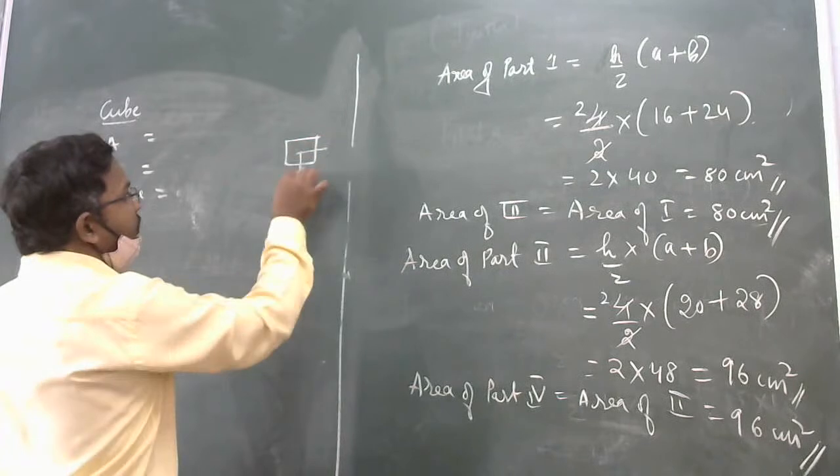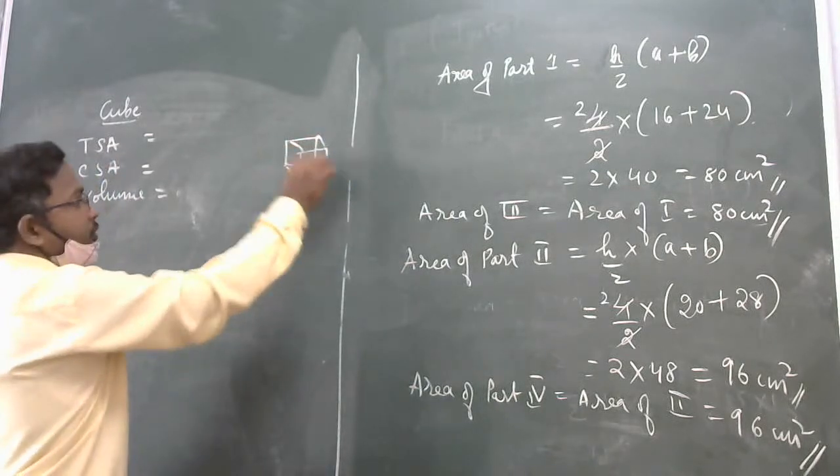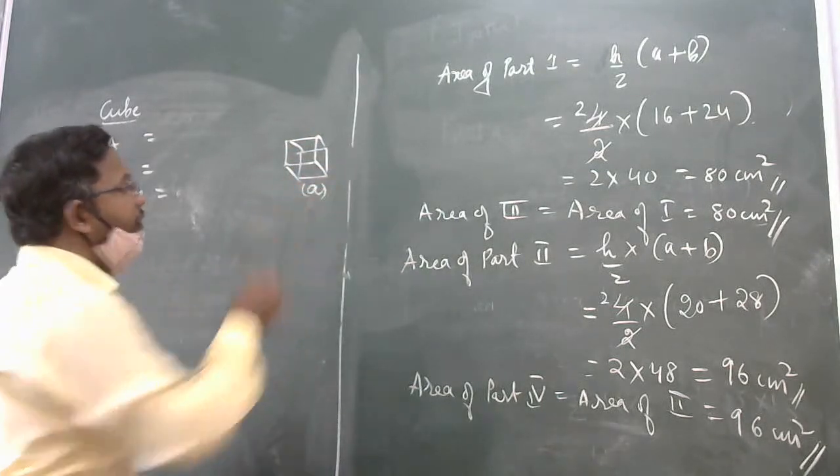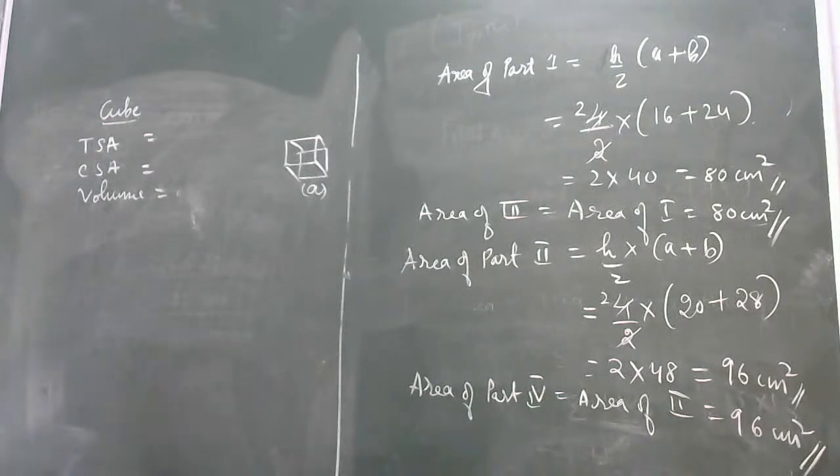Cube, all the faces will be the same. This is your cube. If you take the side as a, then what will be it? 6 into a. Any other formula? Total surface area of cube.